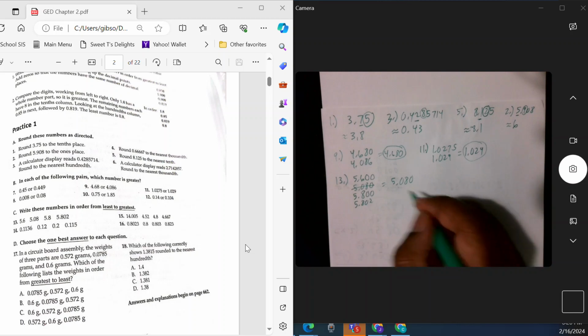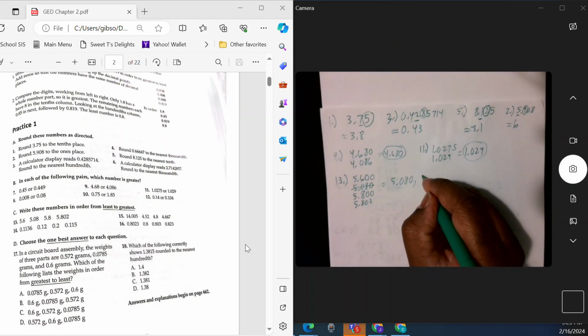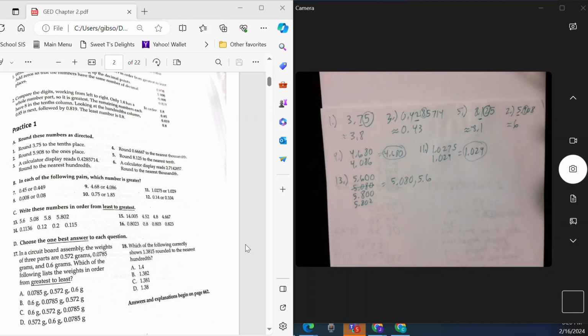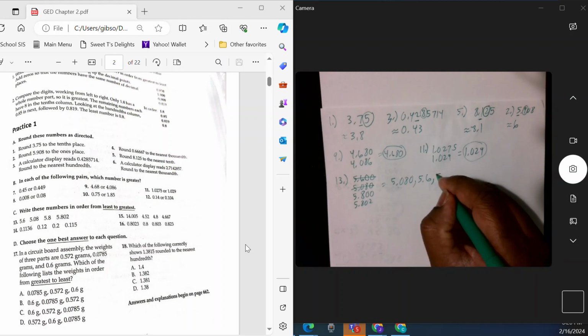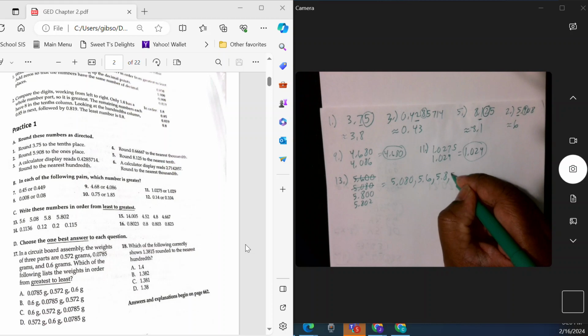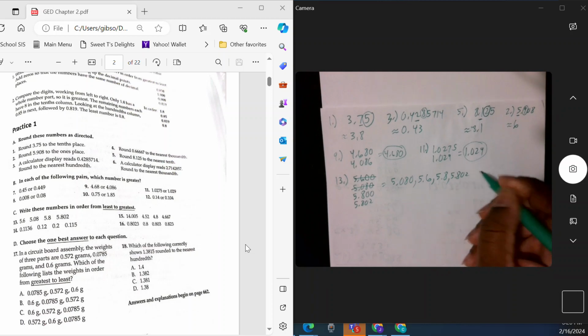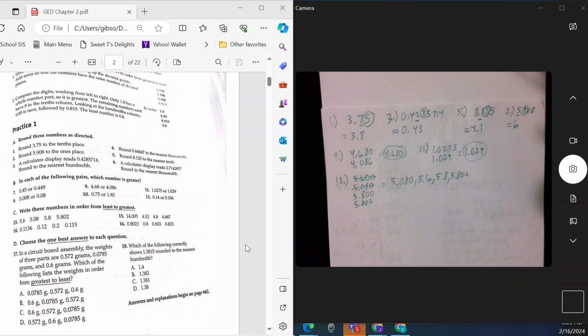Next, 6 is less than 8. So the next number would be 5.6. Next, now we have our 5.8s here. Then we have a 0 here, which is the same. And then we have 0 and 2 here. So we know 5.8 is smaller. And then 5.802 is the largest. So that will be it for problem 13.